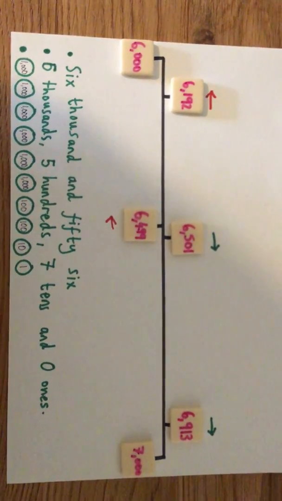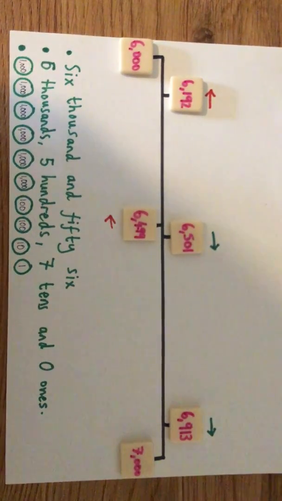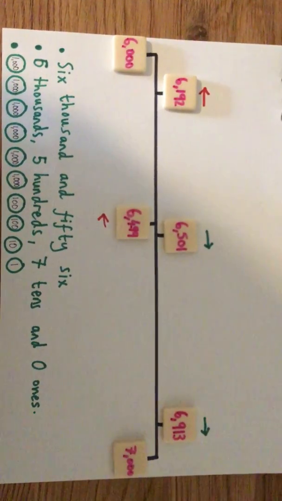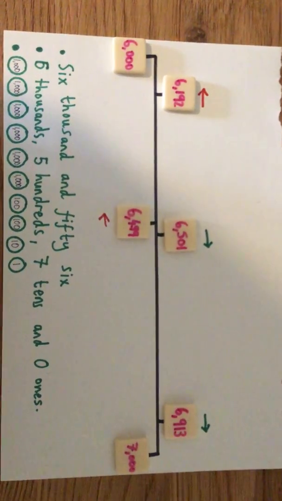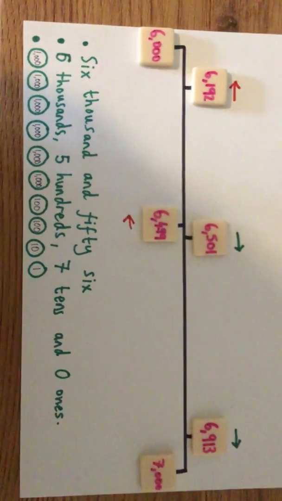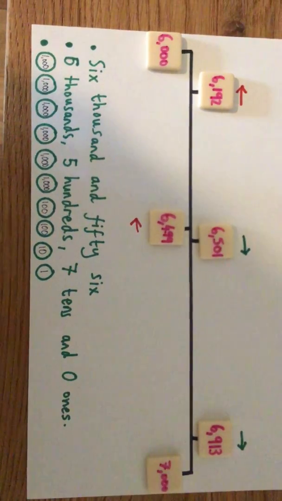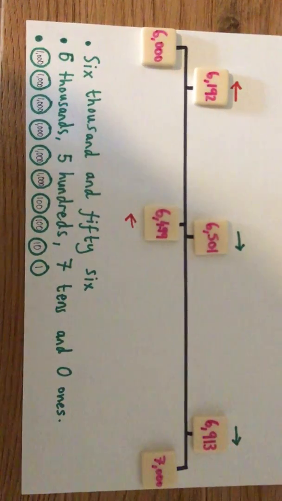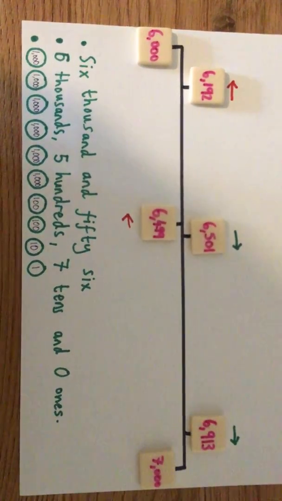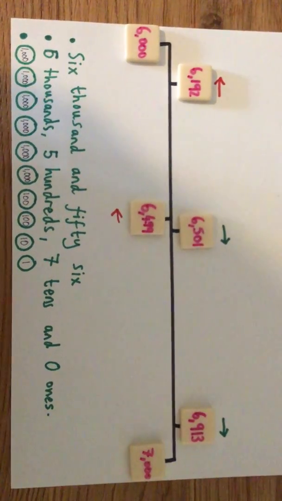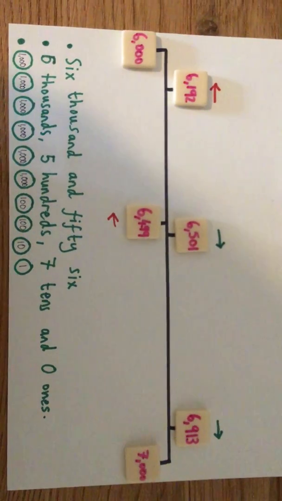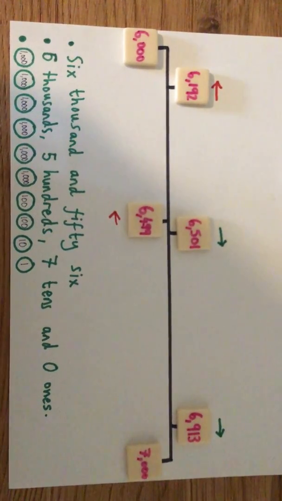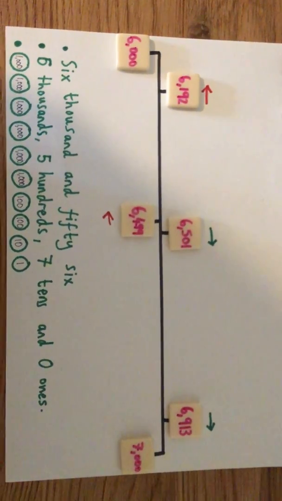So you've got 6,056, you've got 6,500, 7 10s and 0 1s. Think about what number that would make. And then you've got some counters. You've got 1, 2, 3, 4, 5, 6,000 counters, 200 counters, 110 and 1 unit counter. So have a think about what number those counters would make and where they would go on this number line.